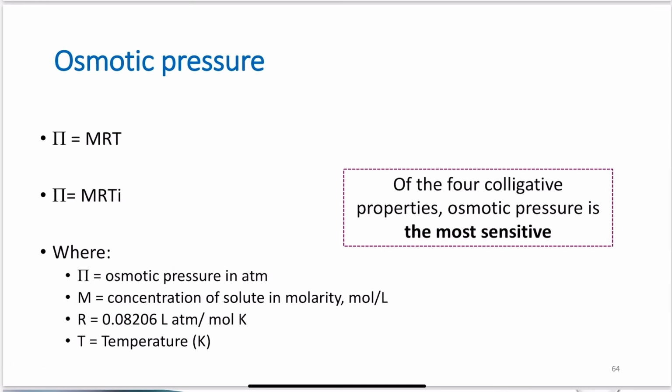Here are the equations for osmotic pressure, though. Pi equals MRT or pi equals MRTi. I recommend just memorizing this equation and then realizing that sometimes i is 1. Pi is your osmotic pressure in atmospheres. Capital M is your molarity. R is your gas constant, and T is temperature in Kelvin. Hopefully you also recognize that this is the same as PV equals nRT, rearranged. It's pressure. Of the 4 colligative properties, osmotic pressure is the most sensitive.